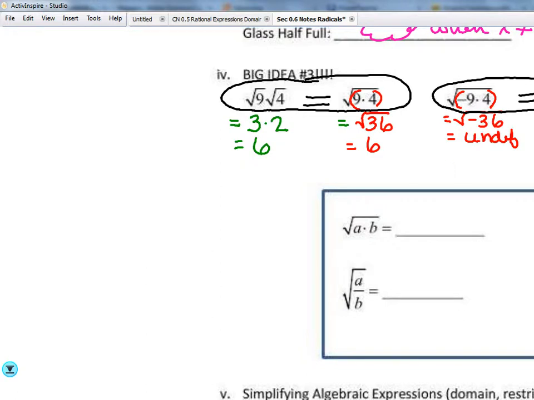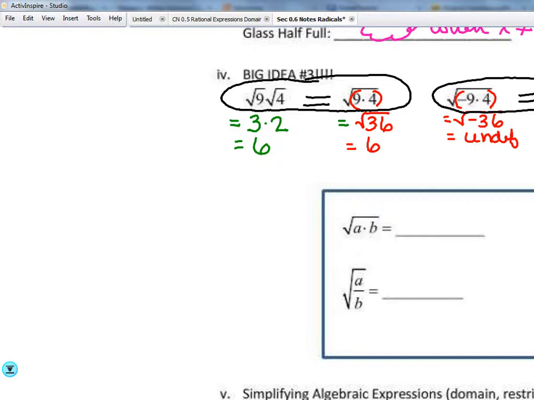Now we're going to come over here and we're going to say, okay, now let's talk about distributing when I have two negatives. Now according to this, I'm grouping the negative 9 and the negative 4 together, so I'm going to perform that first. So that becomes the square root of positive 36, which is 6. So this one is defined. Now over here, because of the order of operations, I have to do the square root of negative 9 first. And you're like, oh, wait a minute, I get undefined times undefined, which is undefined. In this case, these are not equal to each other.